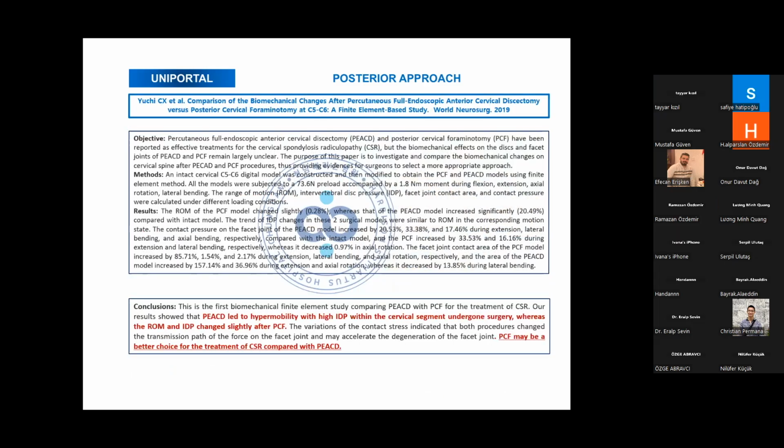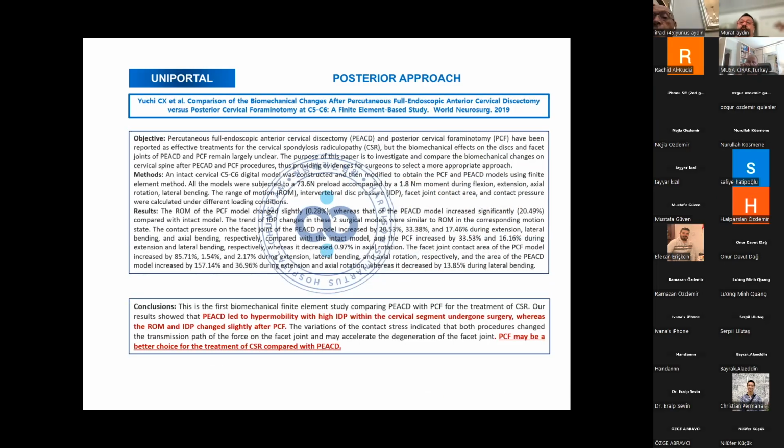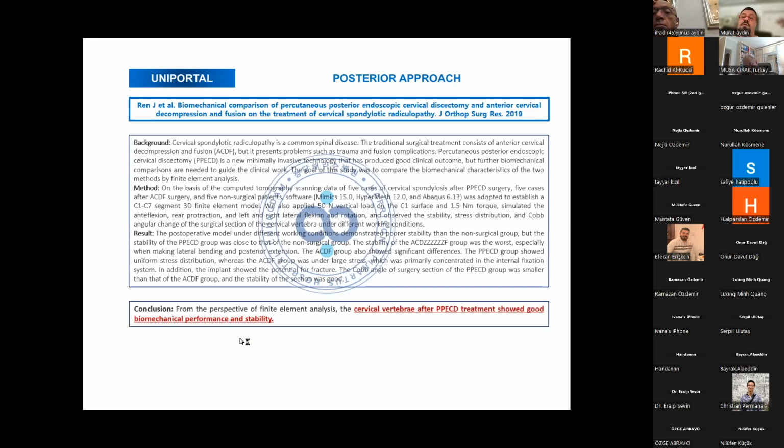And another paper like this, Dr. Yuki is saying that compared to the anterior, finally nowadays many people say that the posterior approach is better than the anterior approach for solving cervical problems. This paper says like this. And also Dr. Lan is saying something very important.